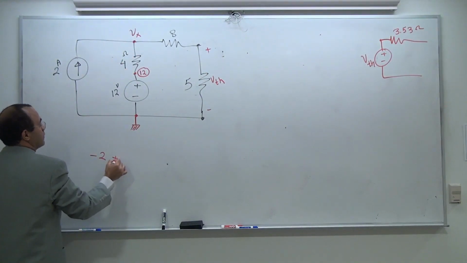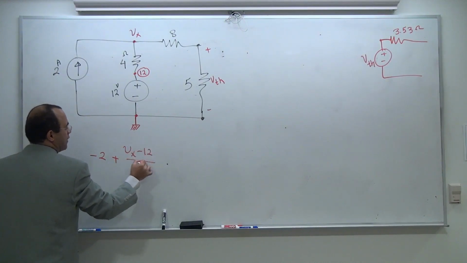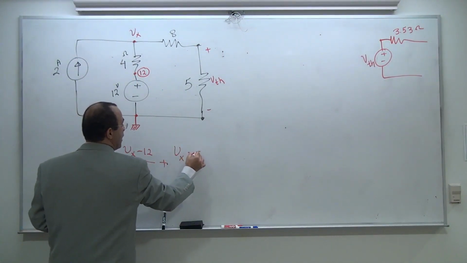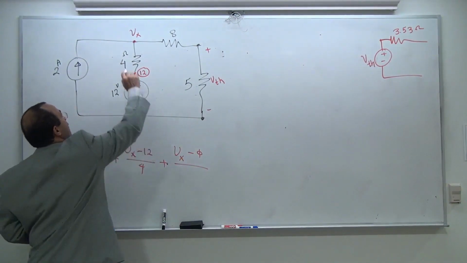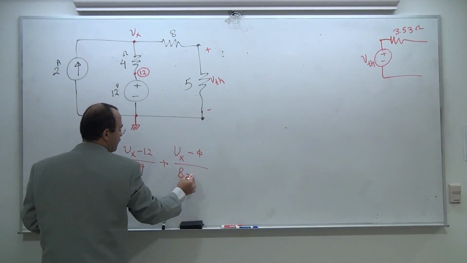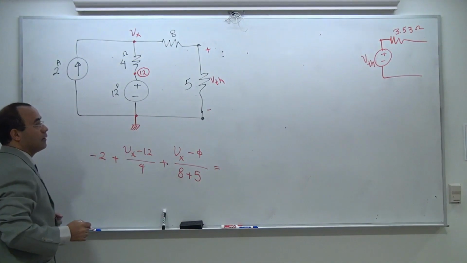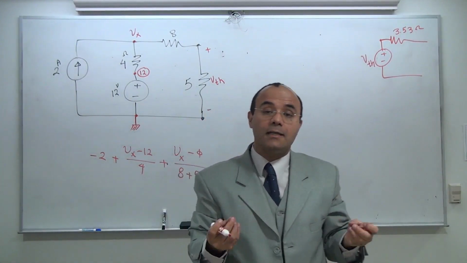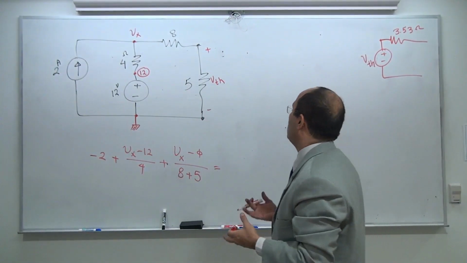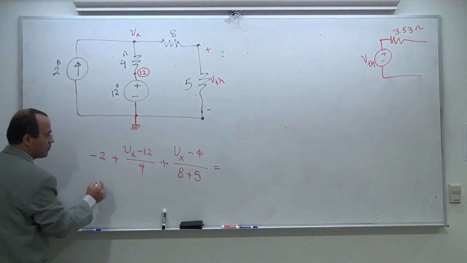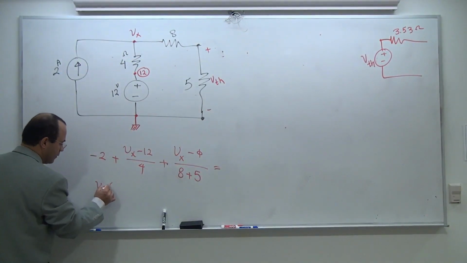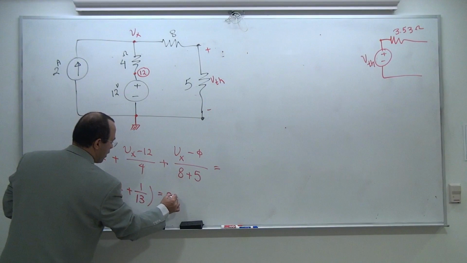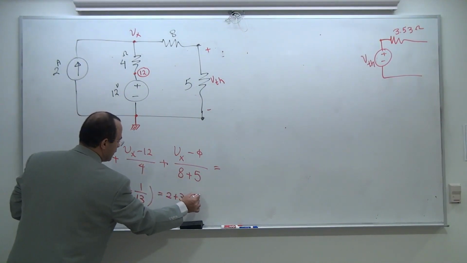Minus 2 is entering. Vx minus 12 divided by 4 is for this. Remember, Vx from an imaginary point of view is the biggest voltage of the circuit. Vx minus 0 divided by 8 plus 5. Remember, it's open now. The reason I can say 8 and 5 are in series is because I'm talking about the open scenario, and that's really different than in a general case. So I need to solve this. I'm going to take Vx times 1 over 4 plus 1 over 13 as equal to 2 plus 12 divided by 4, which is 3, so it's going to be 5.